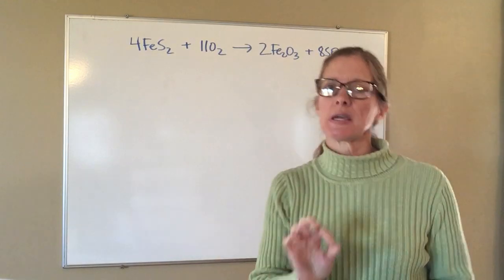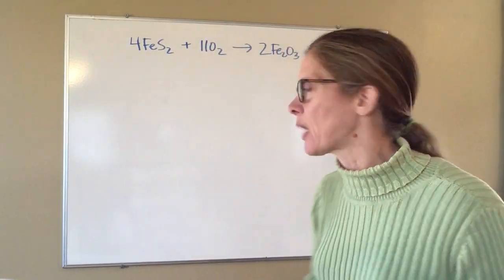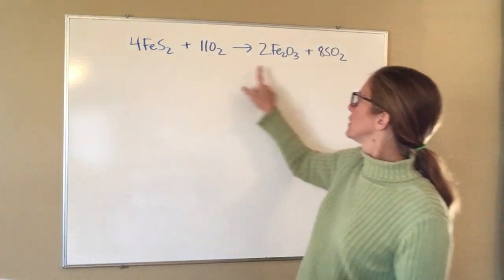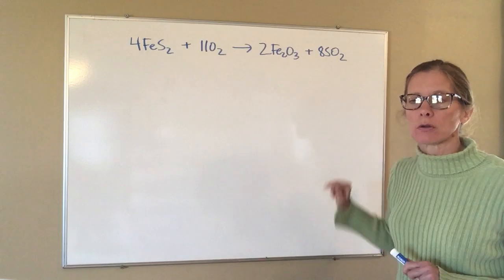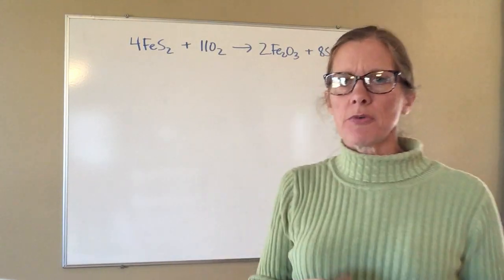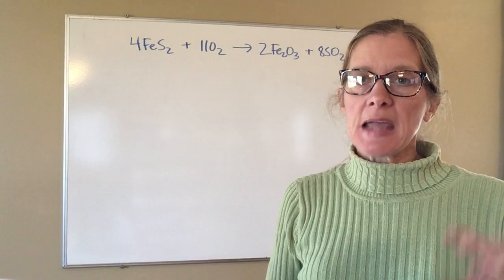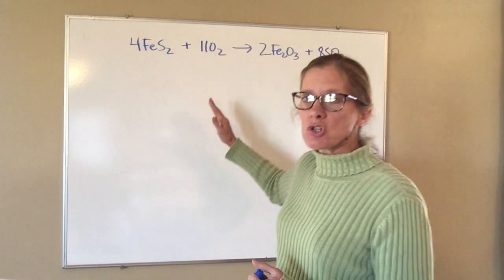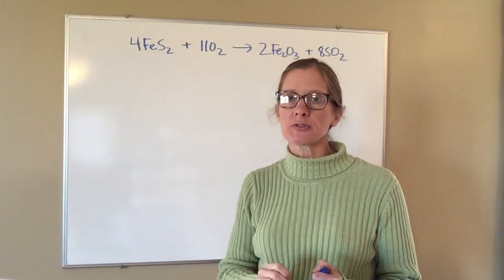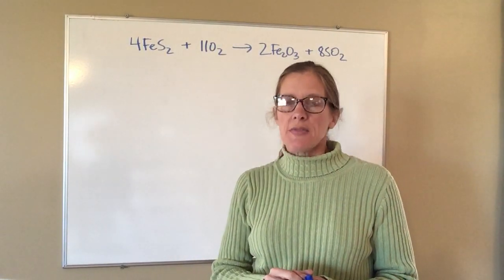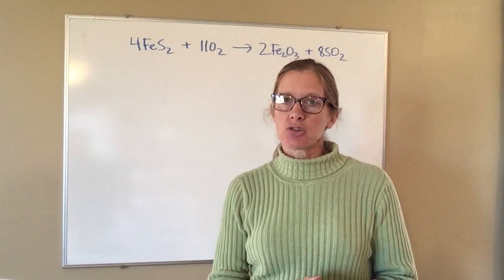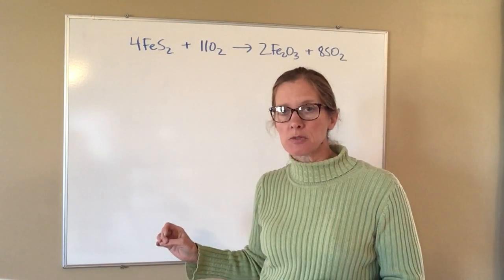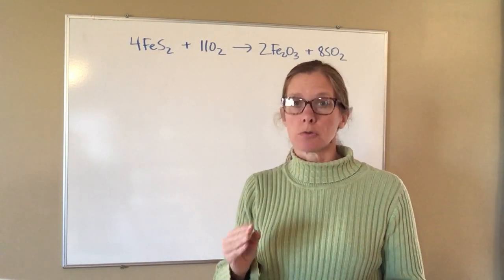Now, here's a very, very key point that you have to keep in mind when you're doing these problems. You've already learned that the coefficients, the 4, the 11, the 2, and the 8 in this particular equation, can tell you how many atoms or how many molecules are going to react with one another. Those coefficients can also tell you how many moles of each will react with each other. They never tell you the ratio of grams to each other. So you can't ever use this to convert grams to grams. You can only use it to convert moles to moles.